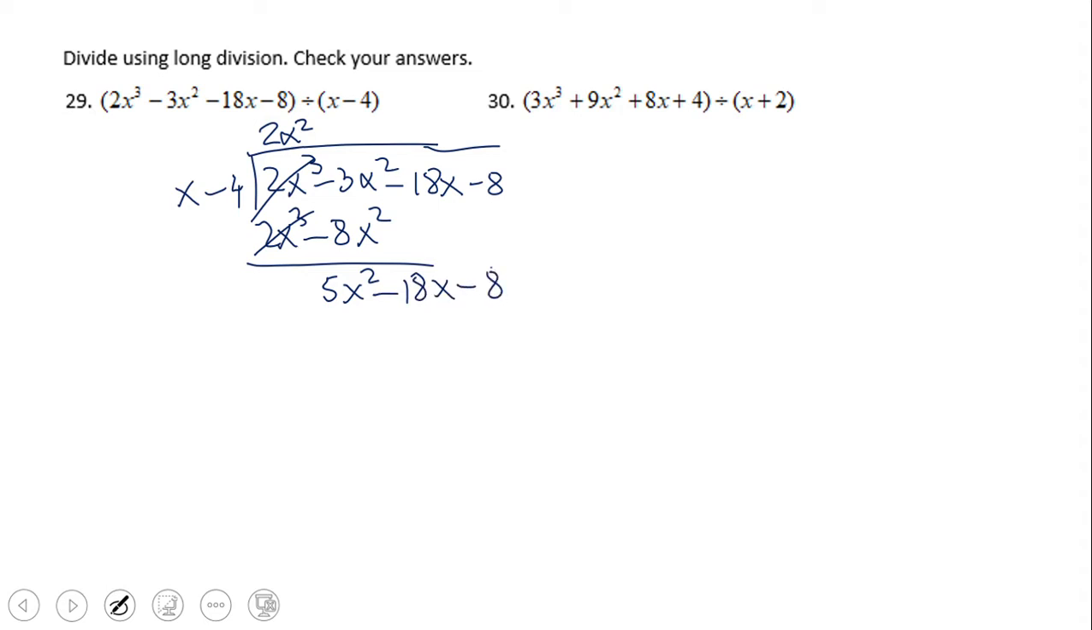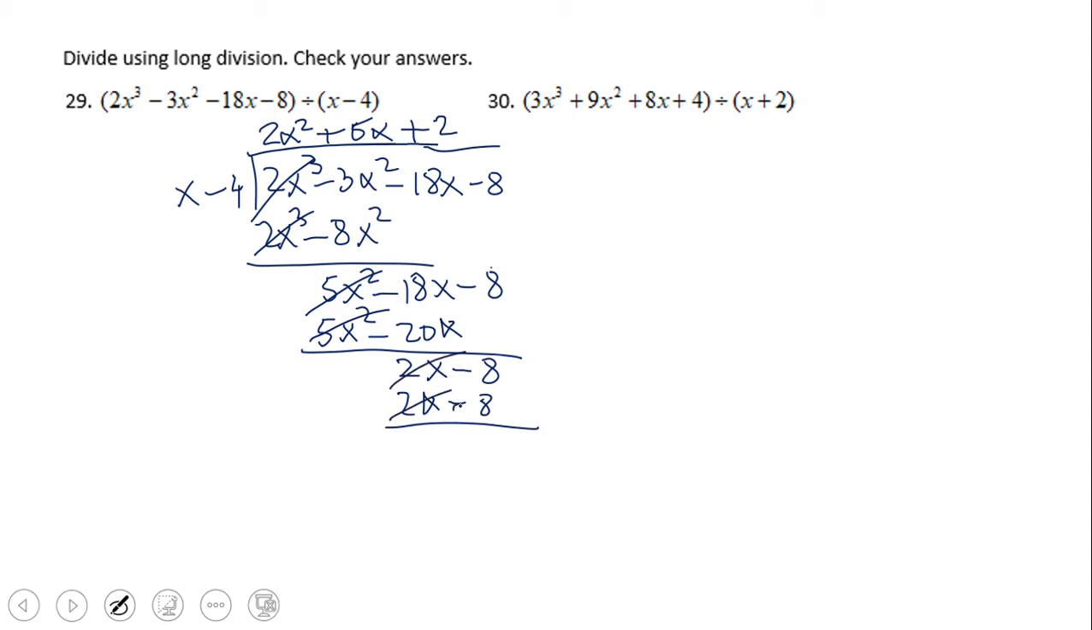And 5x, right? 5x times x is 5x squared. 5x times negative 4, negative 20x. And again, these two cancel out, and we have negative 18 minus negative 20. That will be positive 2x minus 8. And a last step here, we're going to add 2, right? Because 2 times x is 2x, and 2 times negative 4, negative 8. And again, another case where the remainder is 0, it goes evenly into the original polynomial. The answer for this problem is 2x squared plus 5x plus 2.